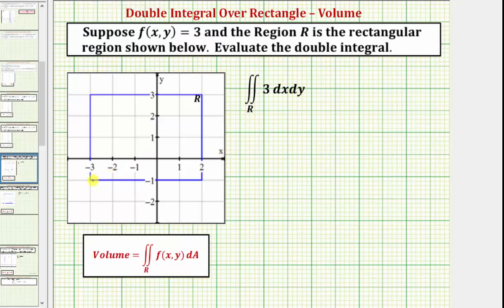Notice how the interval for x is from -3 to +2. The interval for y is from -1 to +3, which gives us the rectangular region shown here. And again, this is our region of integration. Next, notice how our function f of x comma y equals 3 is obviously non-negative over this region, which means this double integral is equal to the volume below f of x comma y equals 3 and above the xy plane over this region. Let's look at this graphically.